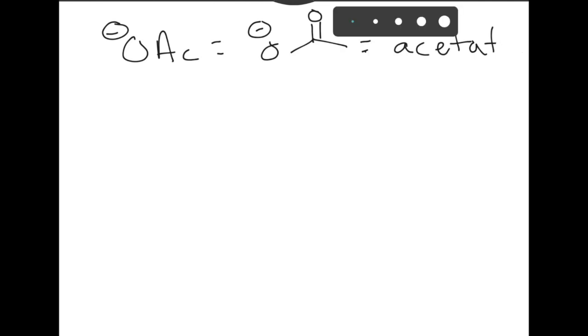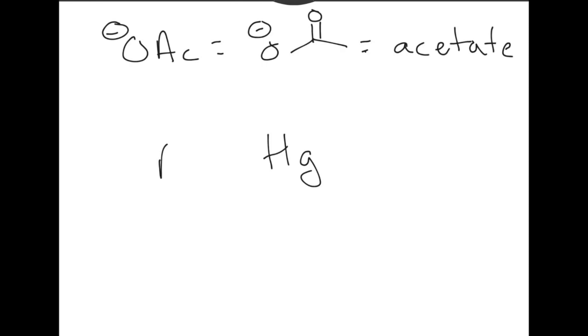OAc, I'm going to make it minus. So that is acetate. So when you see OAc, that's acetate. Now I have to write out mercury acetate for the mechanism, and I'm going to write it like this. So one time it's AcO, and the other time it's OAc, right?